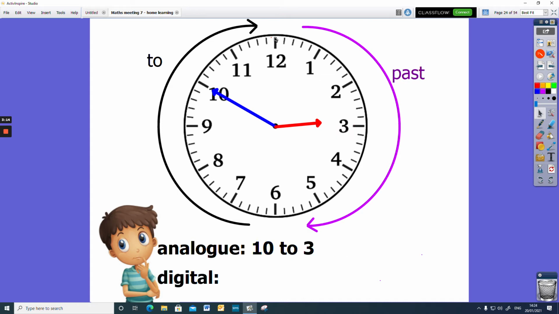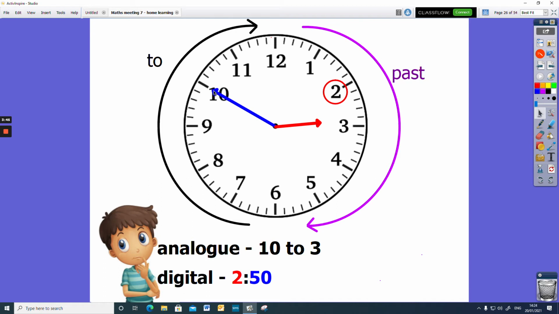Okay, let's try a digital time now. Remember, we can't do 2 times with digital time. We have to go past. So what hour have we gone past? That's right, we've gone past the 2, haven't we? We've gone past 2 o'clock. Well, how many minutes passed? Well, our blue hand would have had to travel all the way from the 12 round here to the 10. So we have travelled 50 minutes past 2.